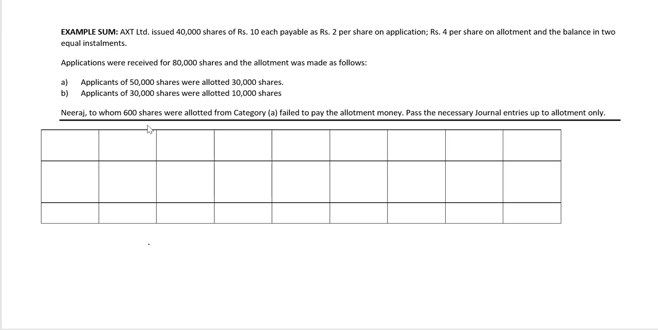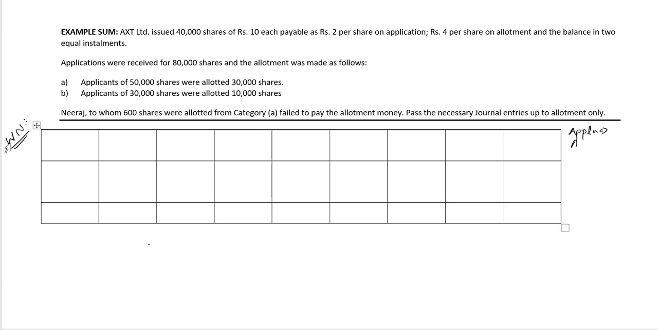Category B, applicants of 30,000 shares were allotted 10,000 shares. Neeraj, to whom 600 shares were allotted from Category A, failed to pay the allotment money. Pass the necessary journal entries up to allotment only. So we'll begin with the working notes. We'll write down the breakup on the side.